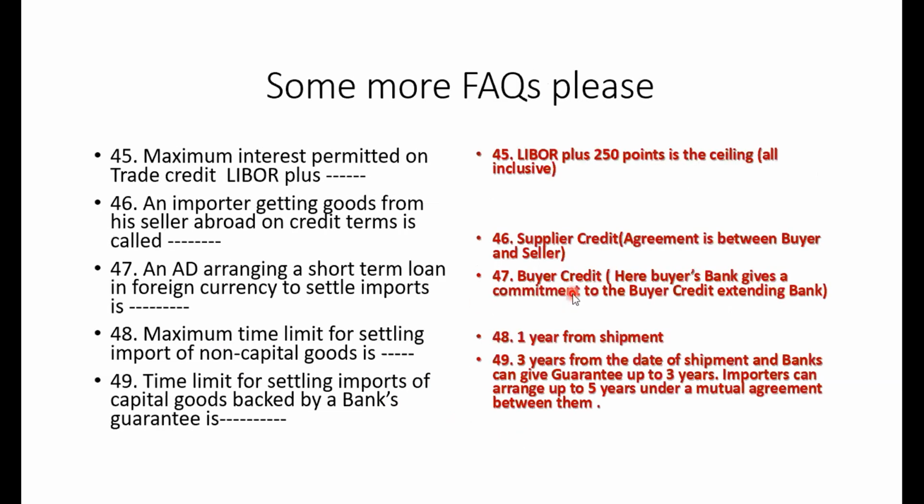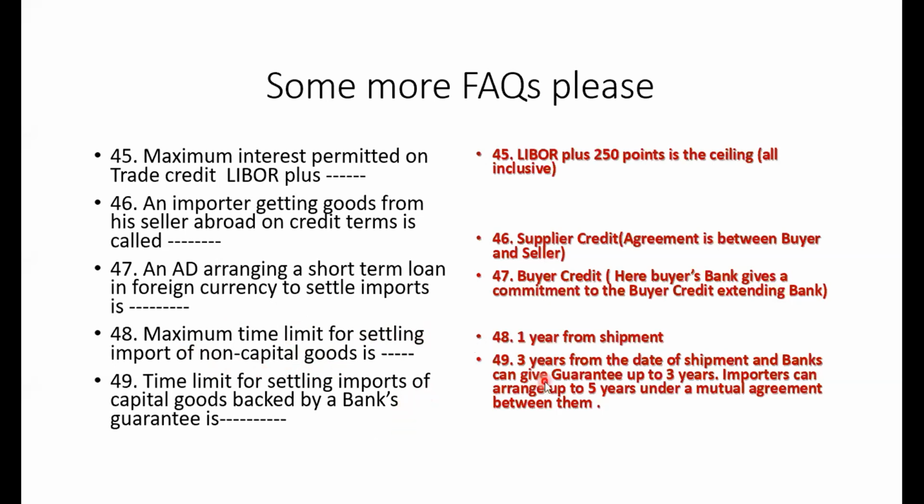Okay. And this question, what is the maximum interest? LIBOR plus 250. Importer getting goods from the seller abroad on credit time is called supplier credit. Okay. AD arranging a short-term loan from foreign currency, I explained through a chart now, that is called as buyer credit. Because normally people will be confused between supplier credit and buyer credit. So here, a seller credit, this is also known as seller credit or supplier credit. This is buyer credit, only one terminology. You understand the concept.